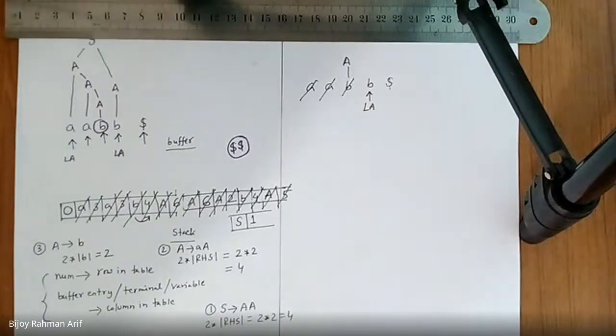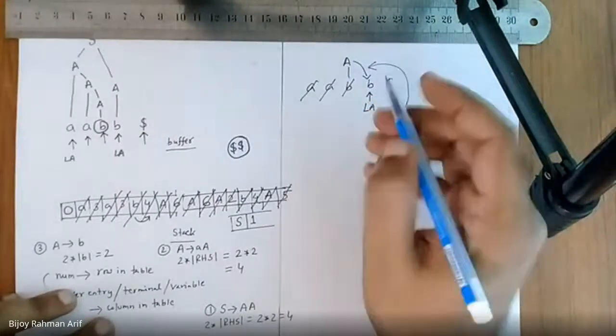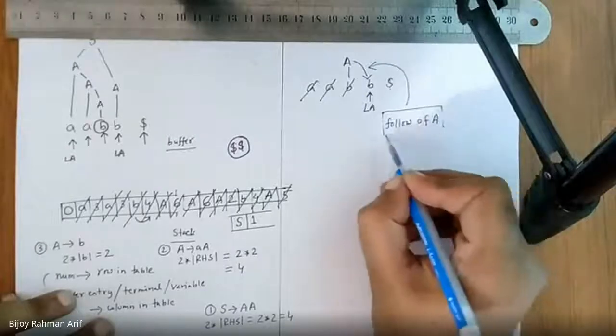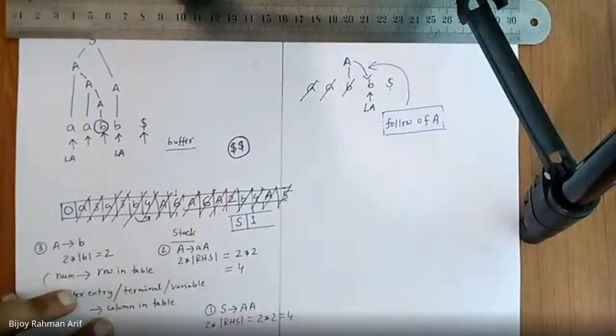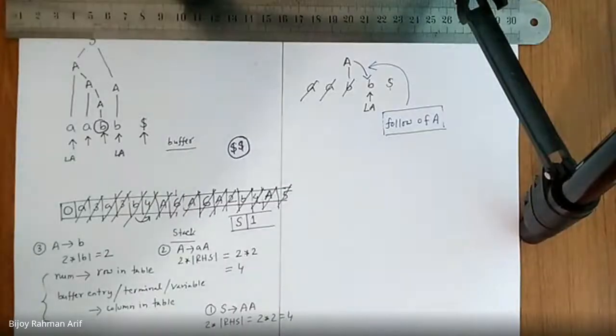Simple question. Definitely, this B must be in follow of A. Do you agree with me or not? Yes, definitely this B is in follow of A. That means whatever comes just after this B, if it does not belong to follow of A, then there is a problem. Am I right or not? Yes, sir, that is the definition of follow. According to the definition of follow, whatever follows just after a variable is the follow of that variable.